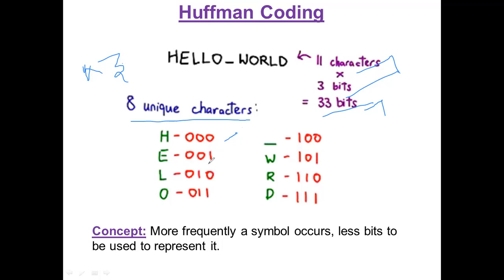There are 8 unique characters here, and we mention them in the bit format, that is 000, 001, 010, 011, like this, as we discussed before. So here we have a concept: the more frequently a symbol occurs, the fewer bits are used to represent it. The more frequently a symbol occurs, the fewer bits to represent it.